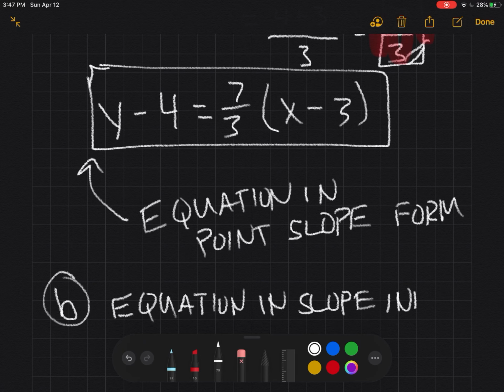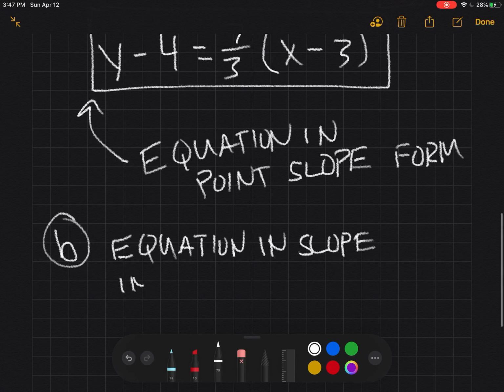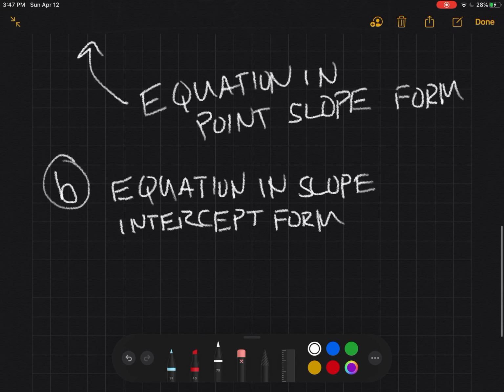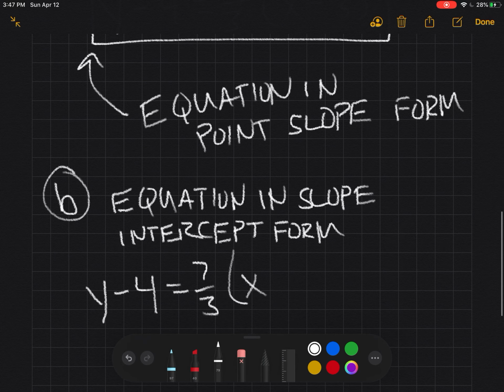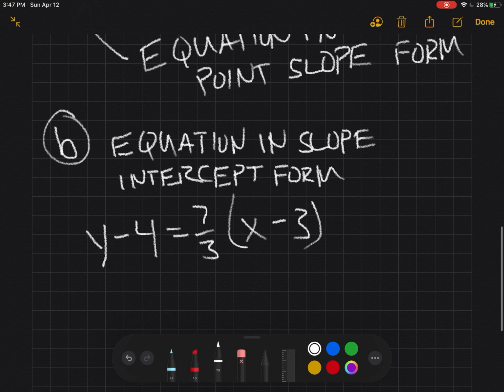Now we want our answer for part B, which asks for the equation in slope-intercept form. I did not have enough room to write intercept on that line. We're going to use our answer for part A to do that, so we're going to copy that down here: y minus 4 equals 7/3 times x minus 3.